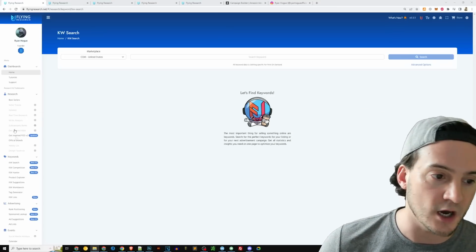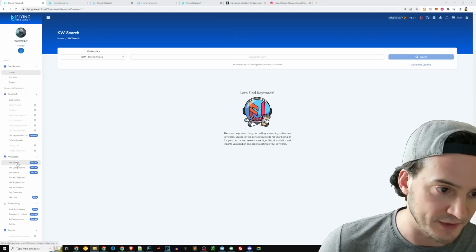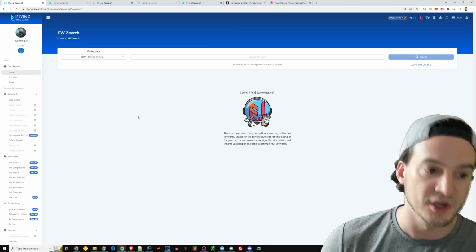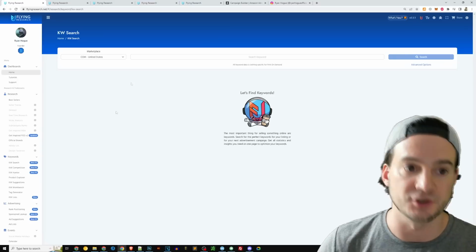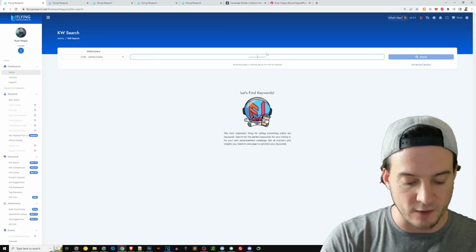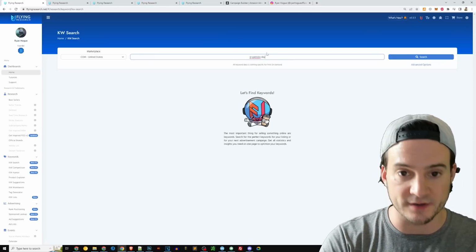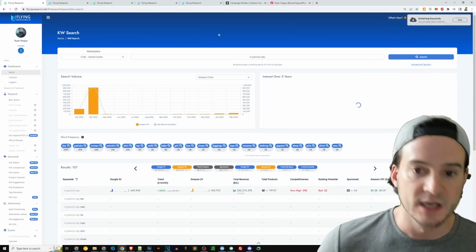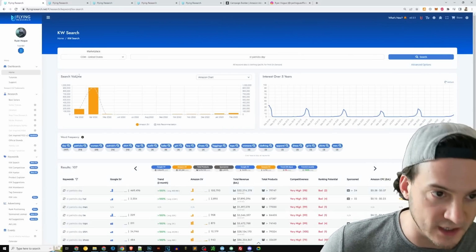So when you're logged in, under the keywords module on the left-hand side, click KW search. We'll start with the basic keyword search. Now when you click in here, we can just say St. Patrick's Day, I guess, to start. That's a big holiday coming down the pipeline. Give it a second, and it has loaded search volume.